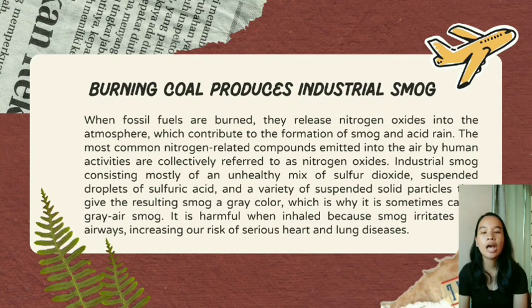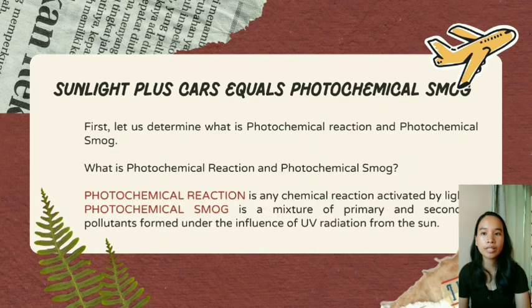nitrogen oxides. Industrial smog, consisting mostly of an unhealthy mix of sulfur dioxide, suspended droplets of sulfuric acid, and a variety of suspended solid particles that give the resulting smog a gray color, is why it is sometimes called gray air smog. It is harmful when inhaled because smog irritates our airways, increasing our risk of serious heart and lung diseases.